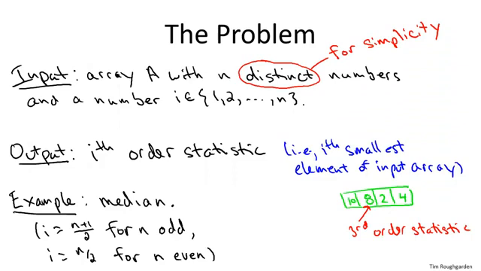So let me remind you the problem. This is the ith order statistic problem. So we're given an array. It has n distinct entries. Again, the distinctness is for simplicity. And you're given a number i between 1 and n. You're responsible for finding the ith smallest number, which we call the ith order statistic. For example, if i is something like n over 2, then we're looking for the median.